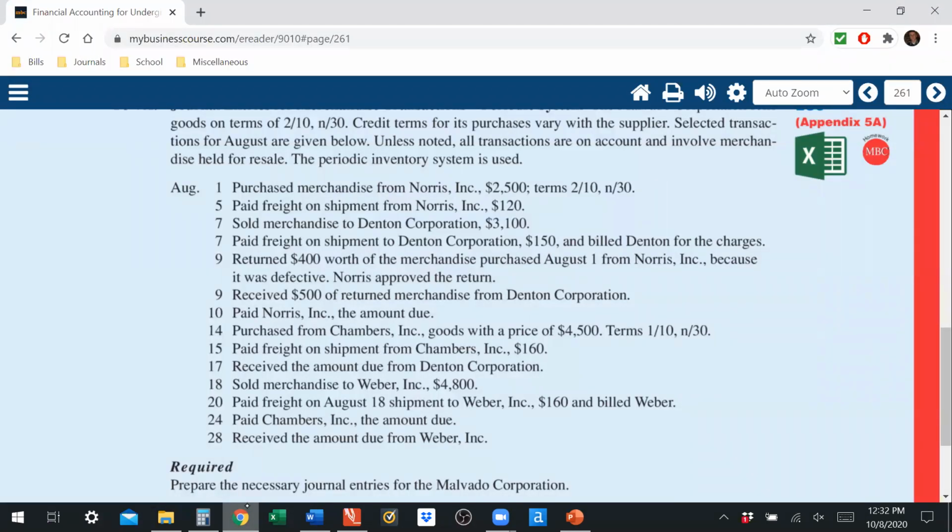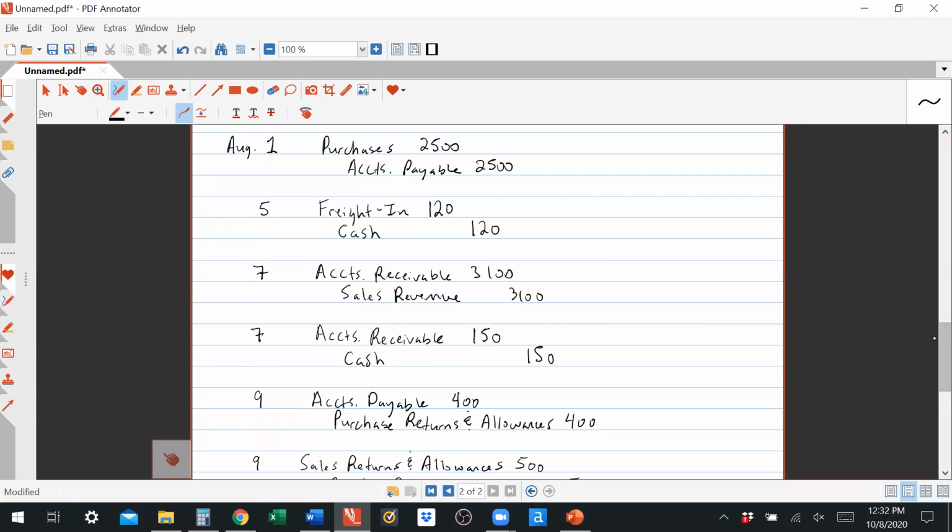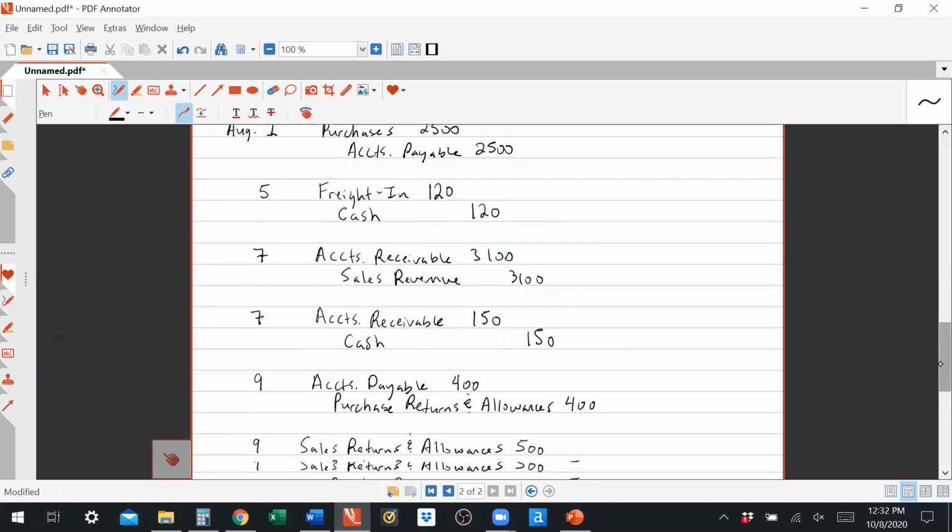August 15th, we pay freight on the shipment from Chambers, 160. So that's going to mirror when we paid the freight on the shipment from Norris. Debit freight in, credit cash.